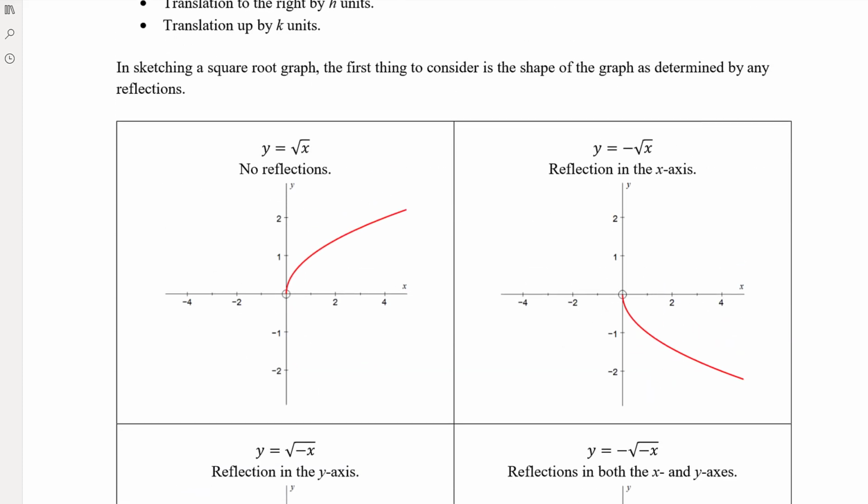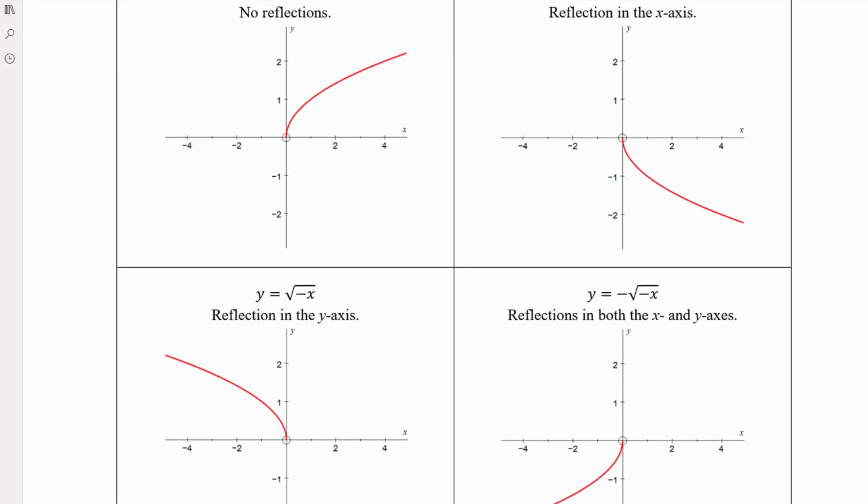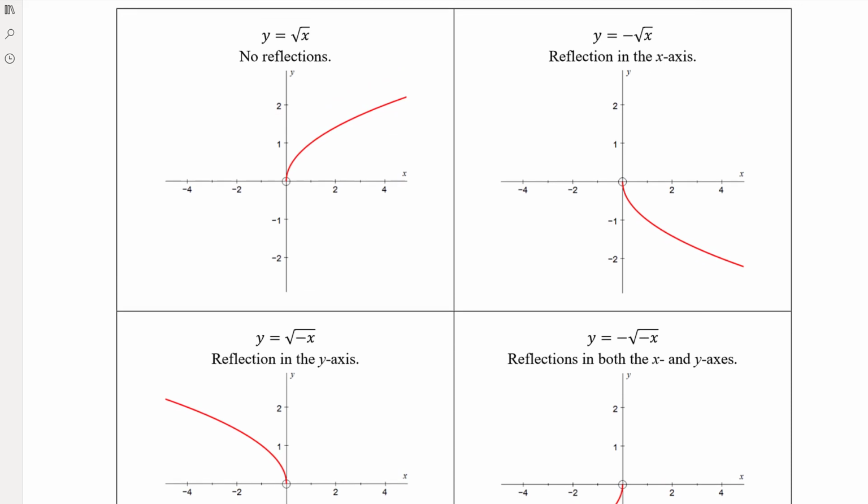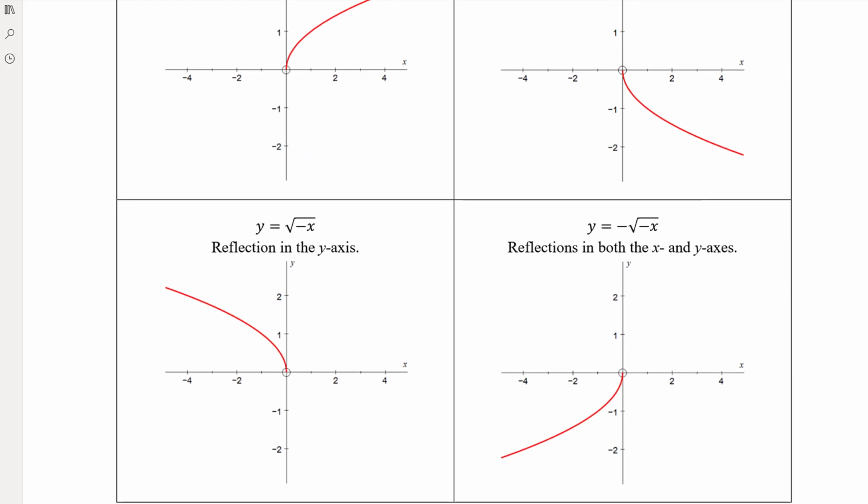Okay, so we're putting all those things together that we know. When we sketch a square root graph, as I said to you earlier, the first thing I want you to think about is which of the 4 shapes have you got? Which direction is your graph going in? Are there no reflections, so it looks like the top left? Are we reflecting in the x-axis, so it looks like the top right graph? Are we reflecting in the y-axis, so it looks like this graph in the bottom left? Or are we reflecting in both axes, so it looks like this graph in the bottom right? Okay, so make that decision first. Then think about any translations, which is going to move this end point, which is a key feature of this square root graph, and then calculating your x and y intercepts will take into account any dilations.